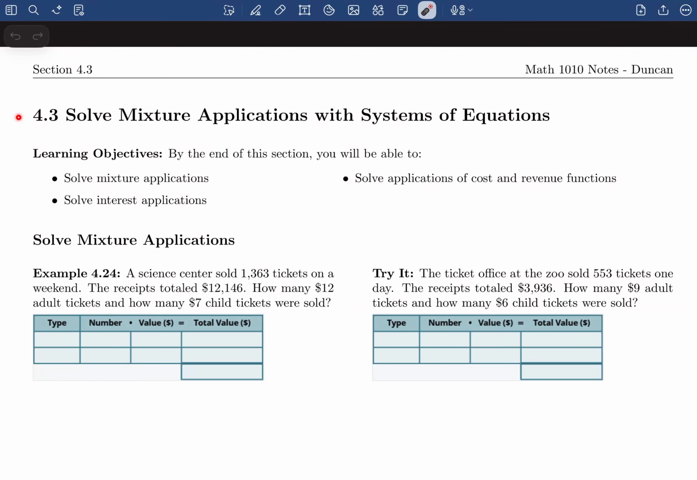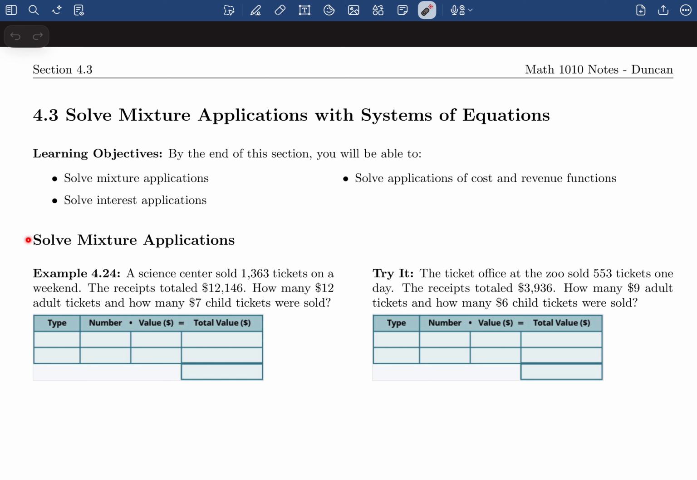This is lesson 4.3, solve mixture applications with systems of equations. Our learning objectives are to solve mixture applications, solve interest applications, and solve applications of cost and revenue functions using our abilities with systems of equations. You'll recall there are three methods for solving systems of equations: graphing, substitution, and elimination. Today we'll mostly be using substitution and elimination to get it done.